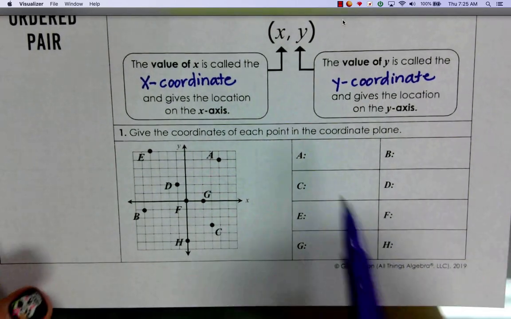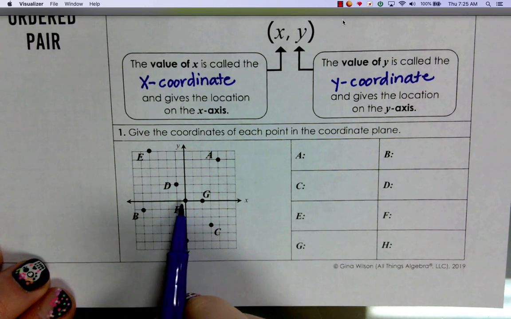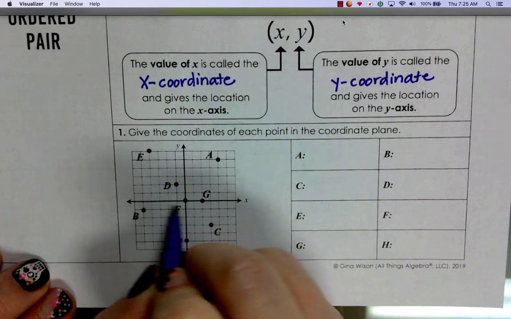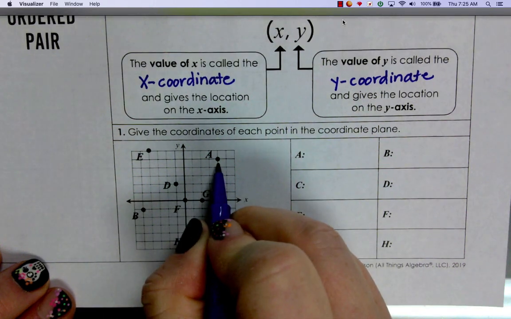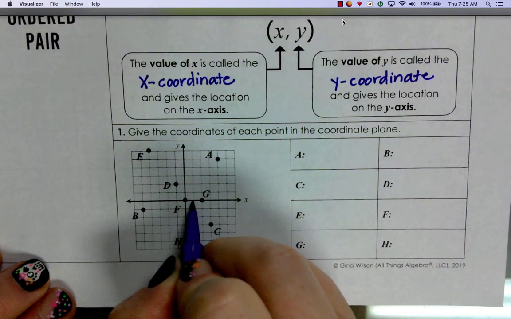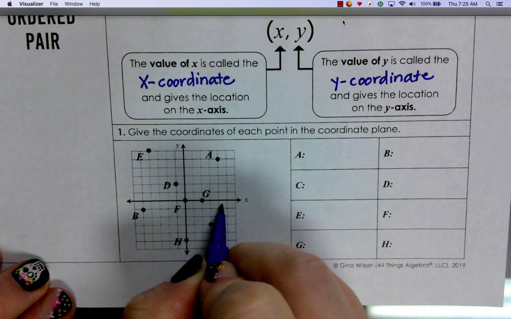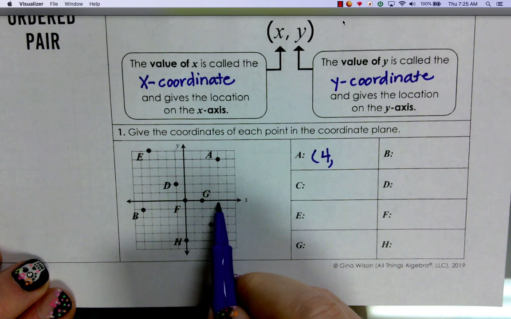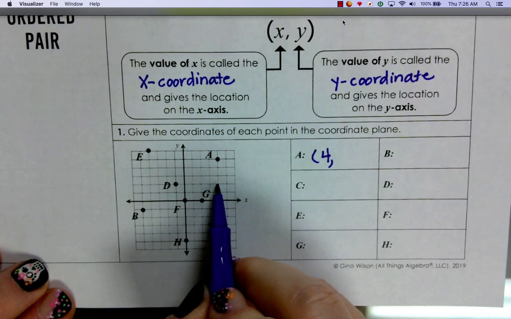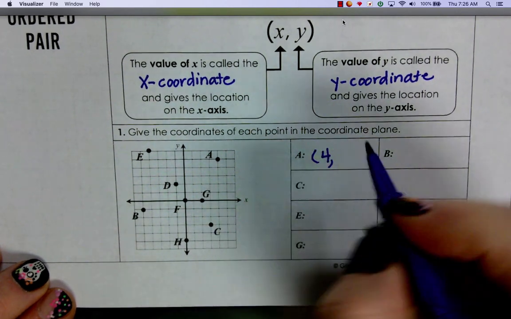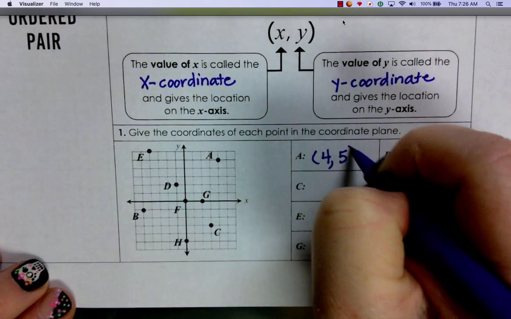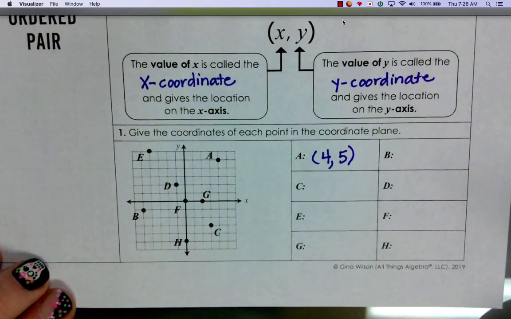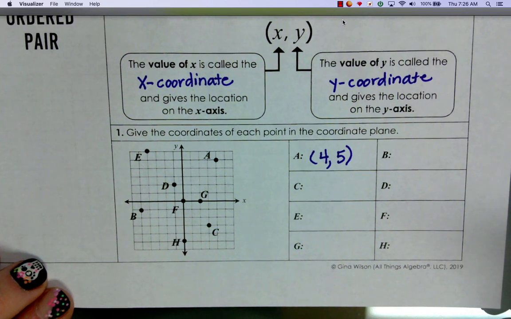Okay, so we're going to give some coordinates of some points here. So point A, we start from the origin right here in the middle, and we're going to count on my x-axis till I get right below my A. So 1, 2, 3, 4. Here's my x, and then going up, 1, 2, 3, 4, 5. That's where my y is. Okay, and this is how you write an ordered pair. You must write it this way. It will not be accepted any other way.